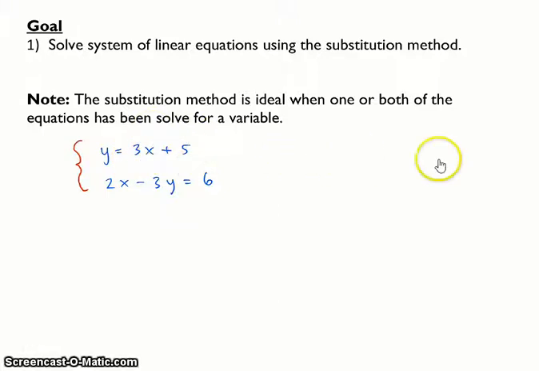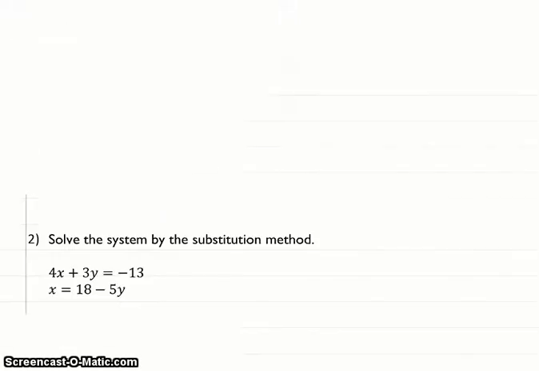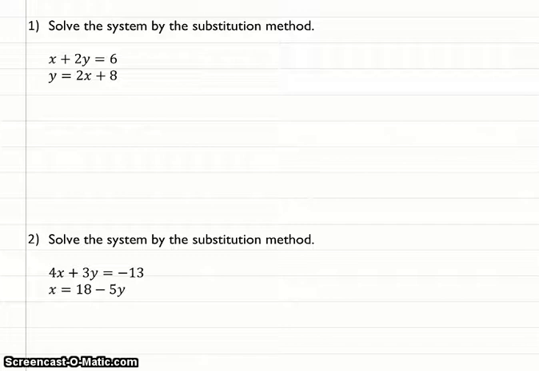And how you solve using the substitution method is you're going to take that expression, y equals 3x plus 5, that expression, the 3x plus 5, and you're going to substitute that expression into the second equation. All right, so let's see how that's done with another problem.